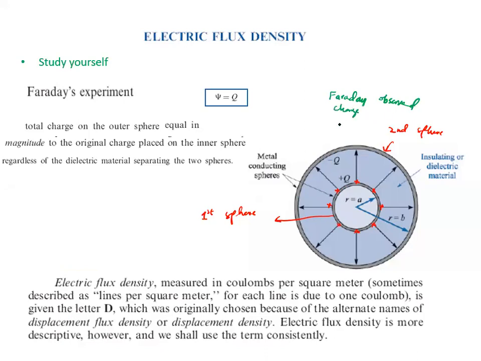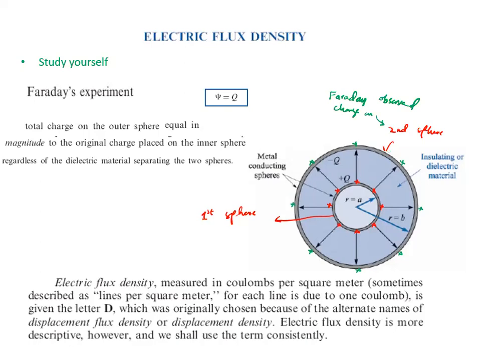Faraday observed charge on the second sphere. He observed charge here. This was so interesting, right? So initially Faraday thought that the charge from the inner sphere had moved to the outer sphere. That was the initial perception of Faraday.